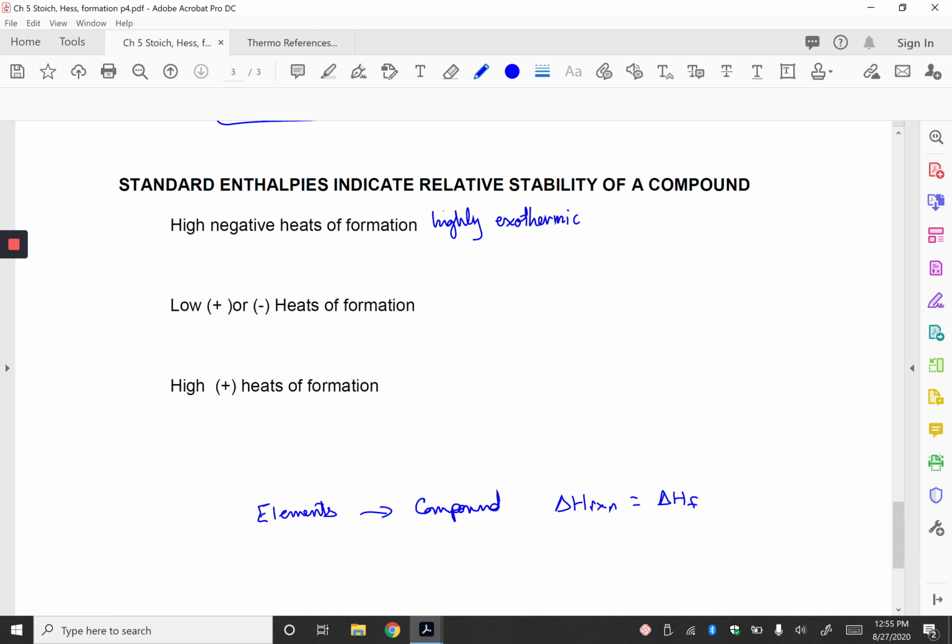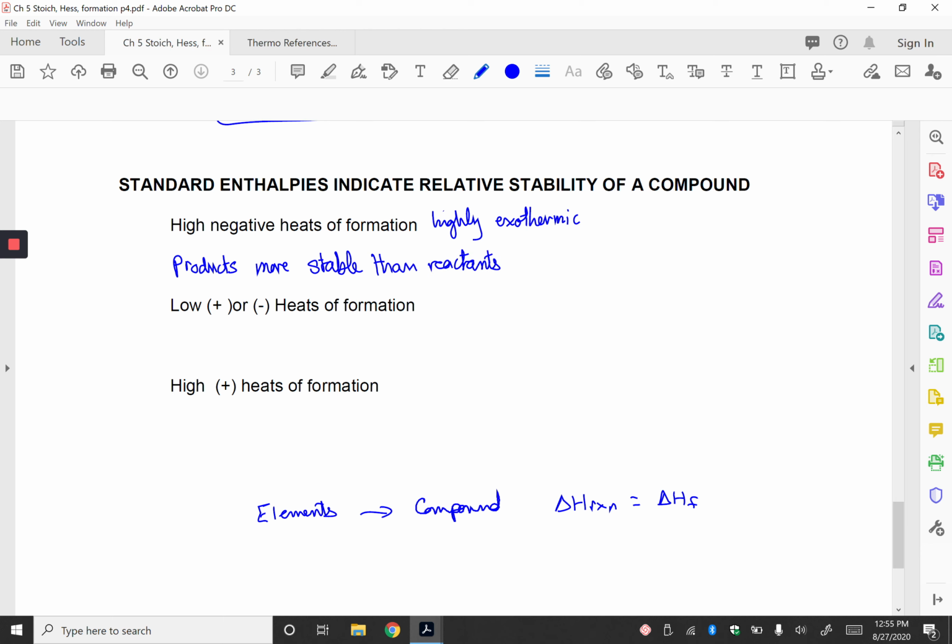That means, remember that delta H is products minus reactants, right? So that means that if it's highly exothermic, in order to take the elements to form the compound, a lot of energy is released, which means that the compound, my product, has way lower potential energy than my reactants, the elements. And so that tells us that that compound is pretty stable. So let's write that down. This means that the products are more stable than reactants. That's true for any exothermic reaction, right?